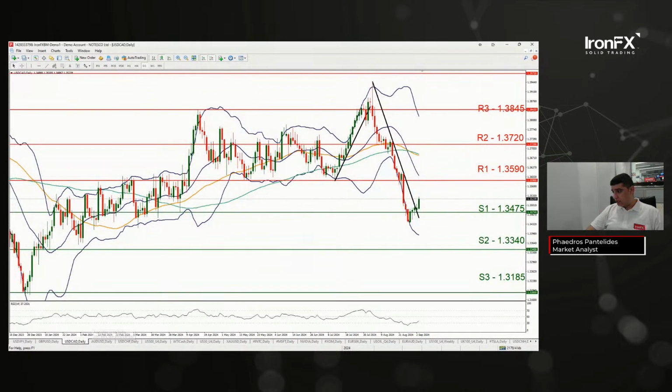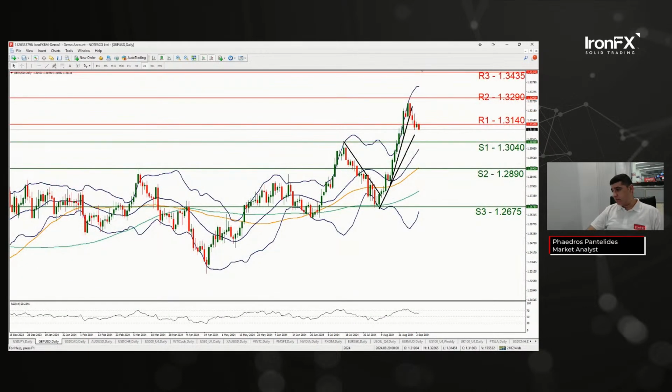And then USD CAD. Let's see for the pound, maintaining a bearish outlook. RSI 59. So the bullish sentiment is still there, but if you look at the price action, it paints a different story. Would be bearish down to S1.